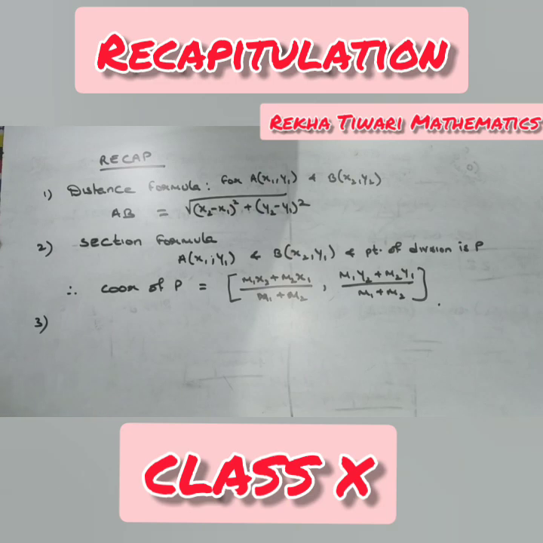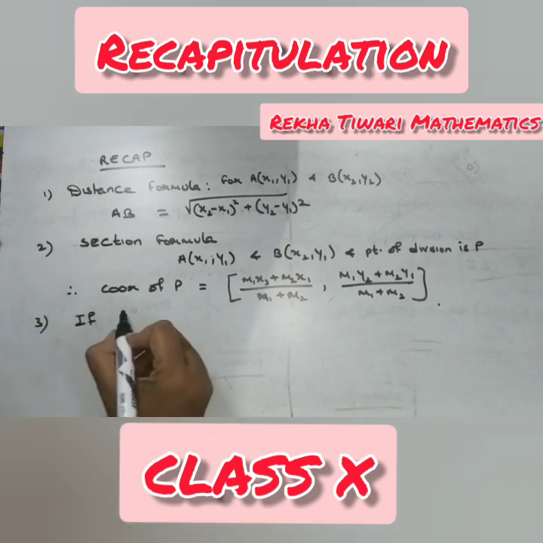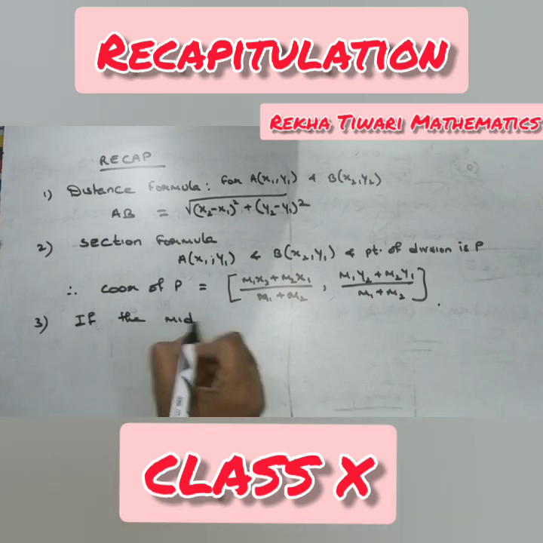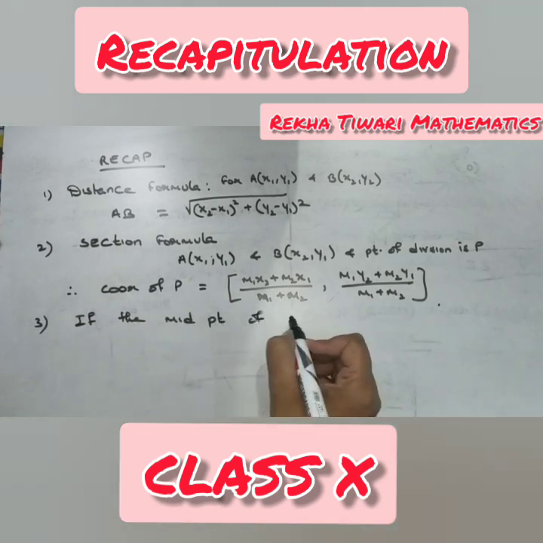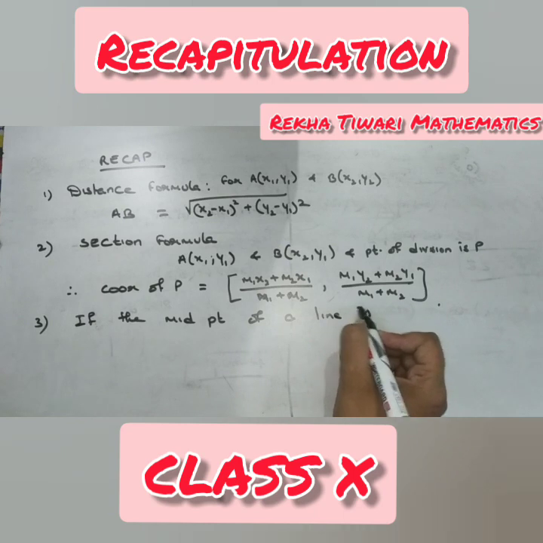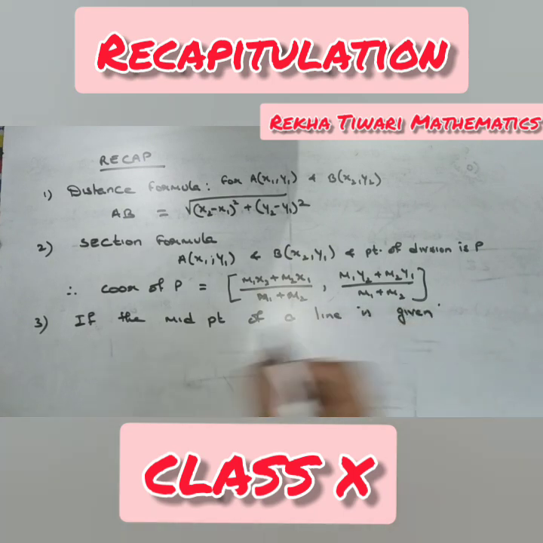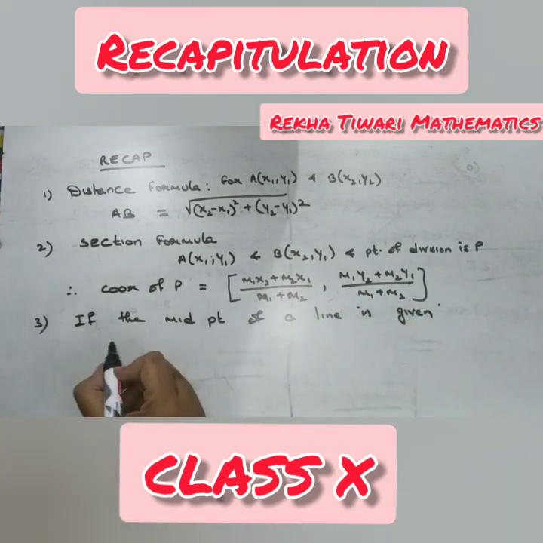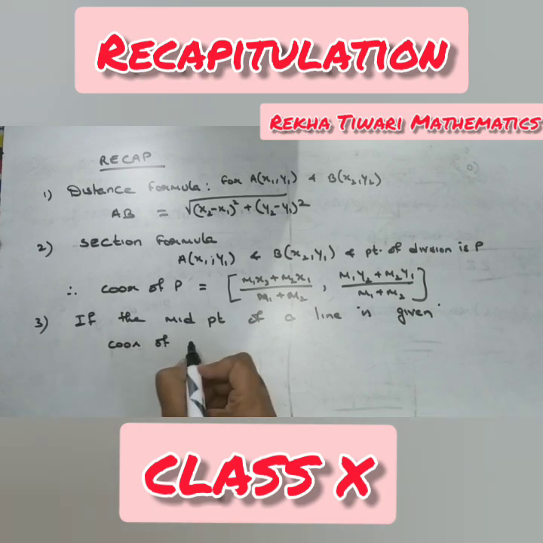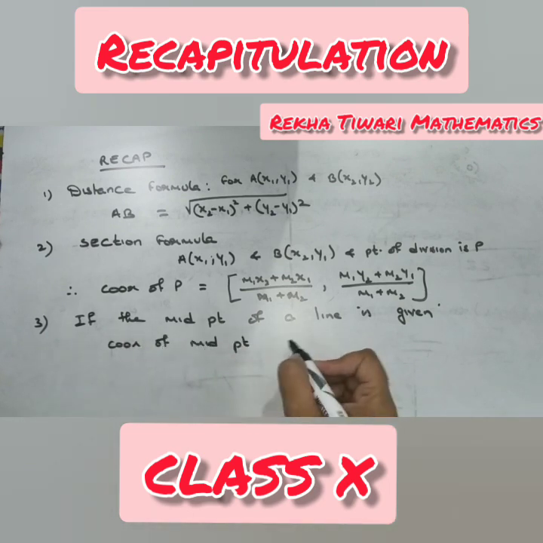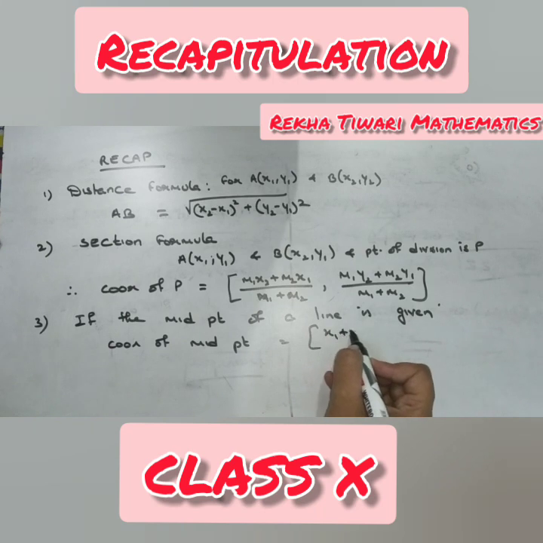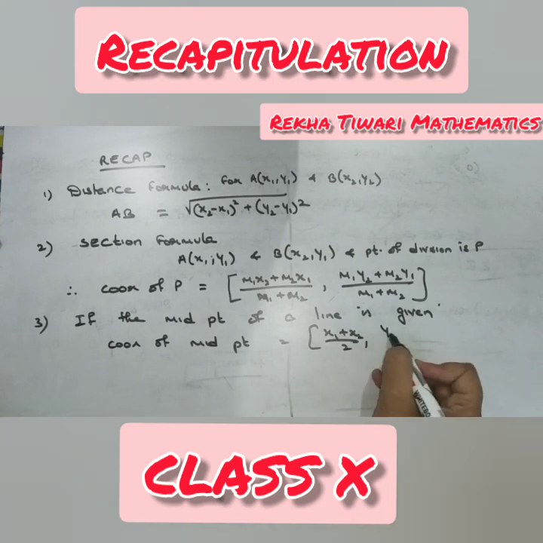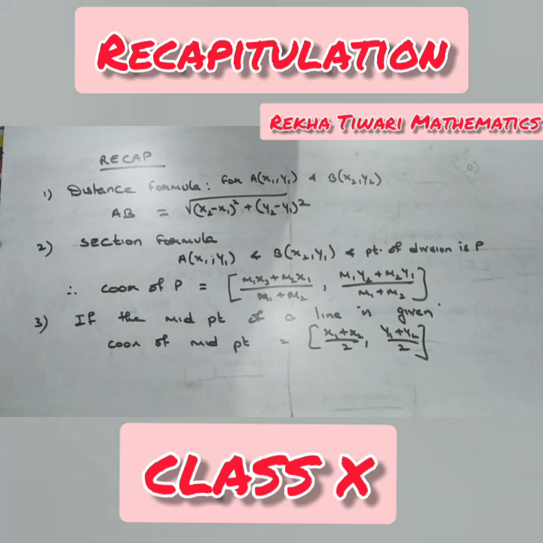Third, if the midpoint of a line is given, then coordinates of the midpoint is equal to (x1 plus x2) by 2 and (y1 plus y2) by 2. And if the ratio is not given to you, you have to take the ratio as k is to 1.